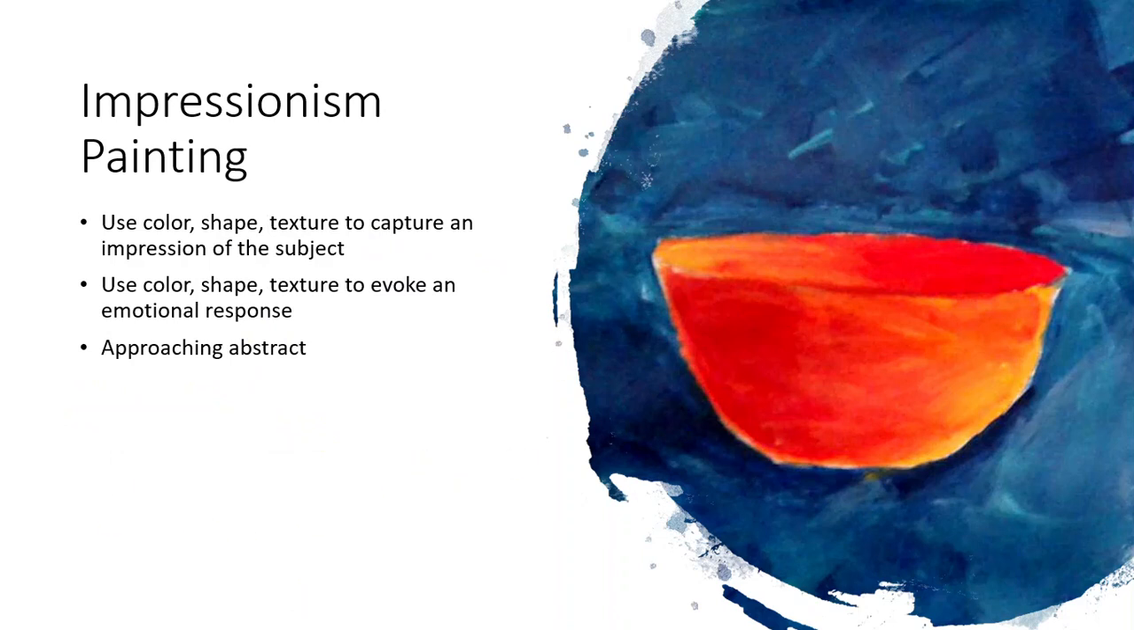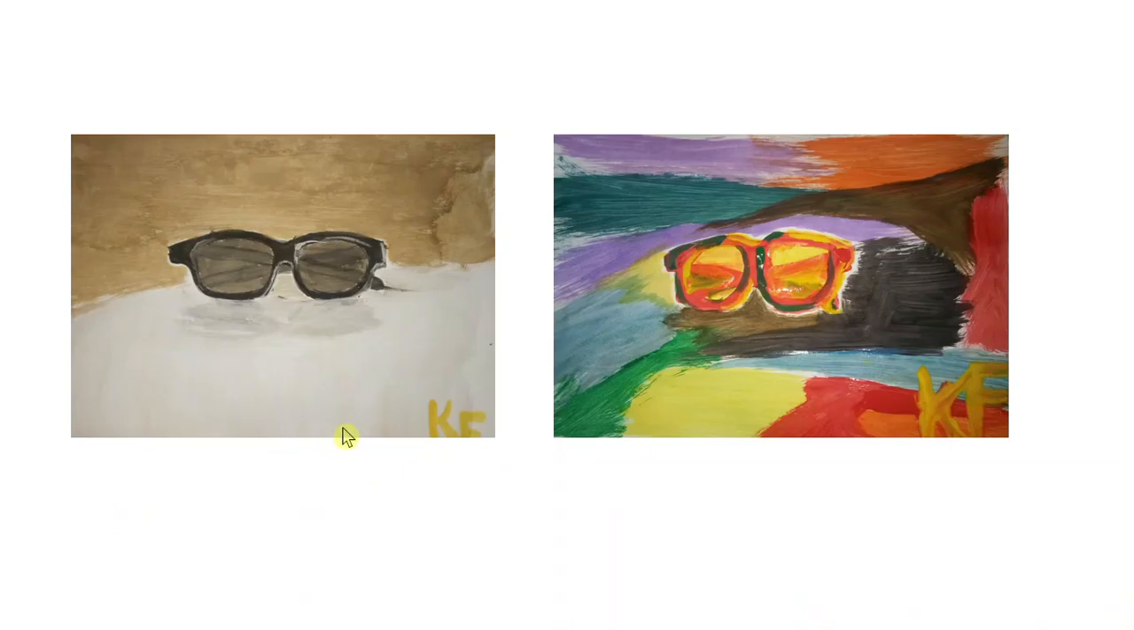Now the artist is using color, shape, texture to capture an impression of the subject, to evoke an emotional response, and it's approaching abstract. Let's go back to that sunglass example. You can see that the artist set those glasses on the surface, and the artist painted what they saw, including being able to see through those lenses using a natural color palette, those cast shadows on the table, the horizon line. This is a great example of naturalism.